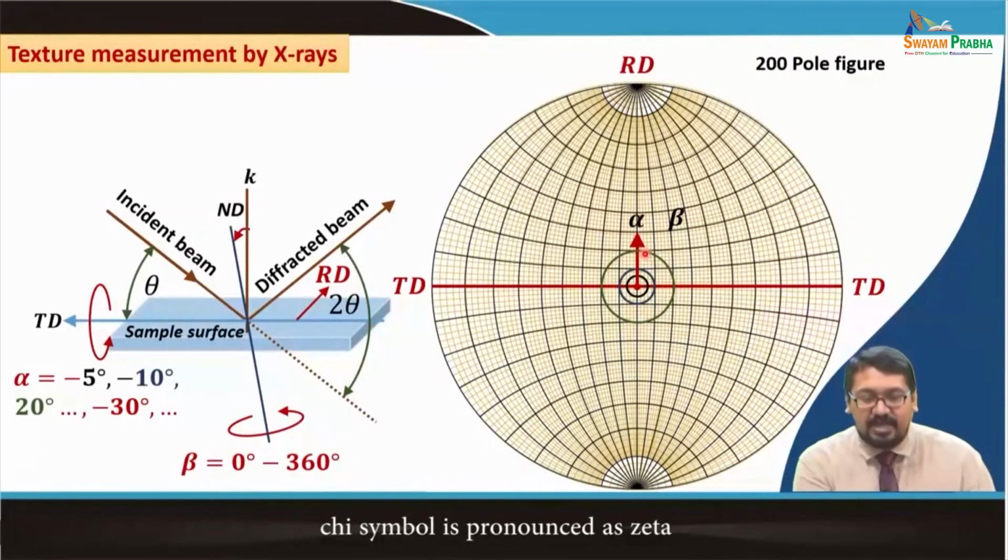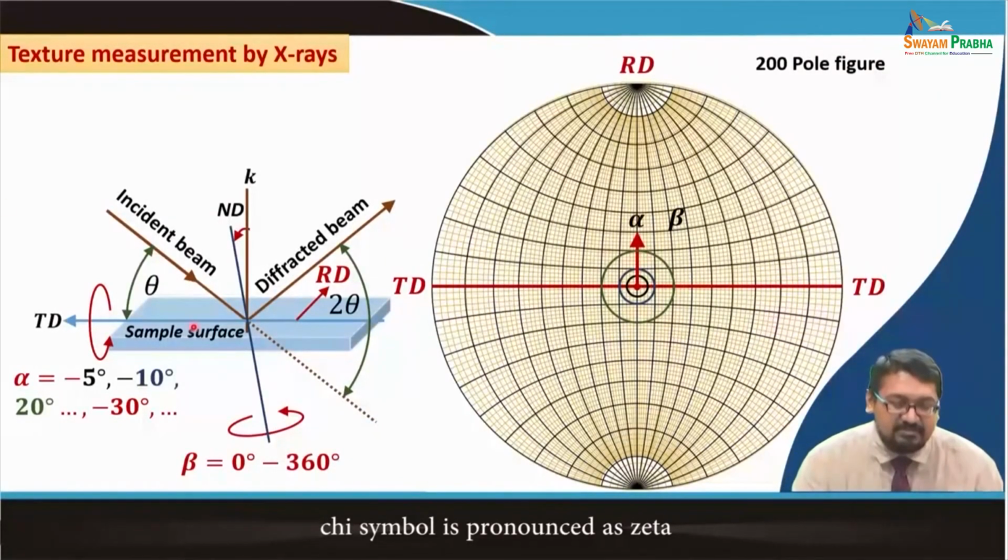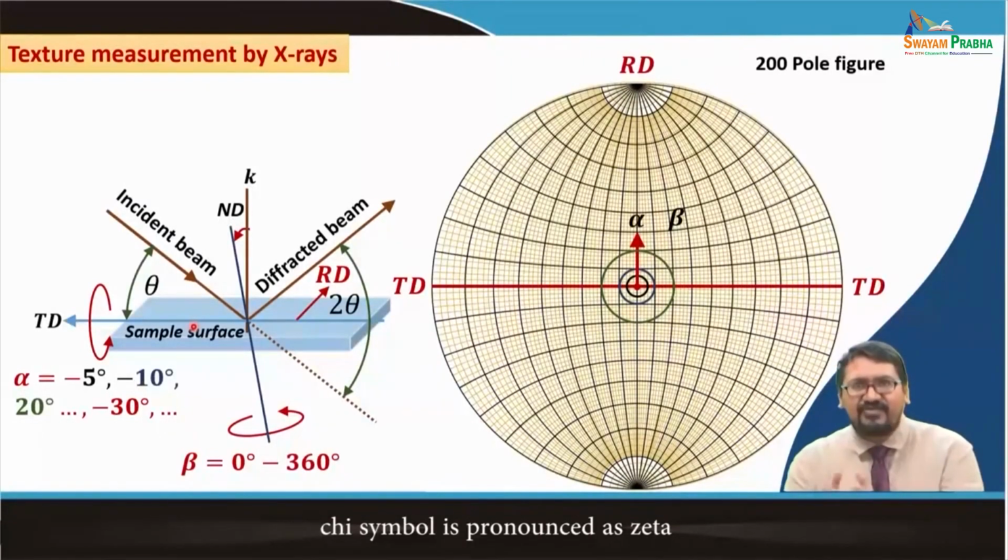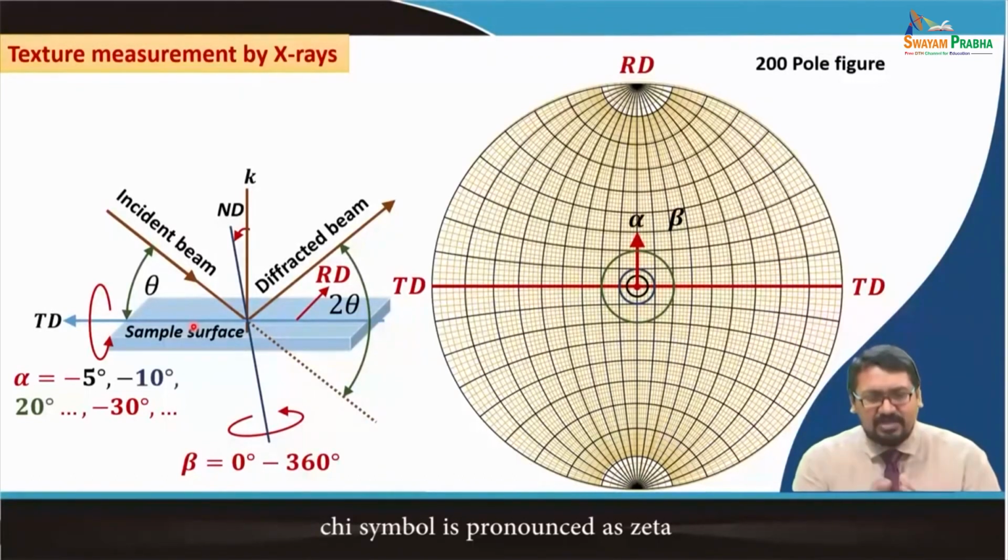Now, to let you know, while we are tilting the specimen from alpha equal to 0 degrees to 5, 10, 15, 20, 30, and going up to 90 degrees if possible, the bisector between the incident beam and the diffracted beam is K. So, only the planes which are perpendicular to K are being measured, right. That plane will always have an angular deviation from ND as we move through alpha and beta, and that is what we are plotting in this pole figure, right.